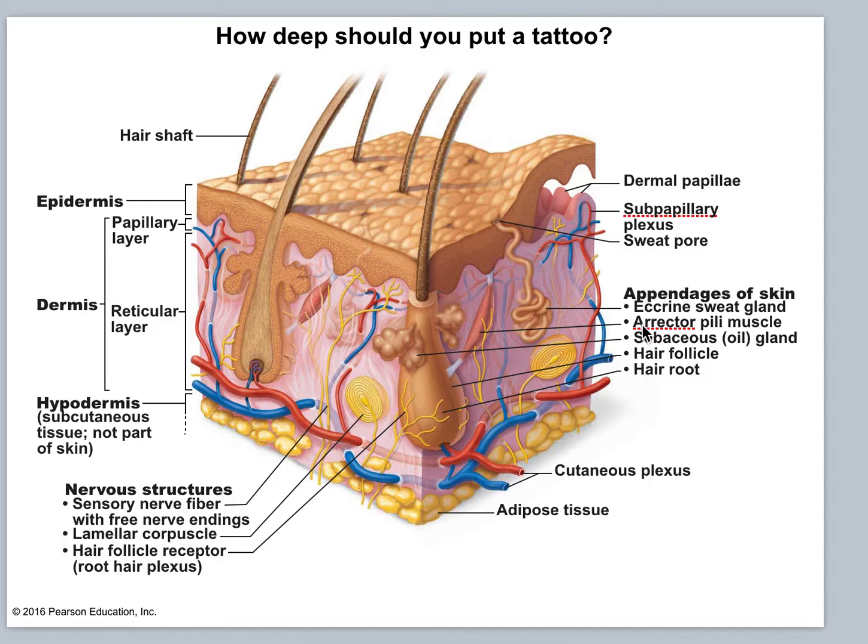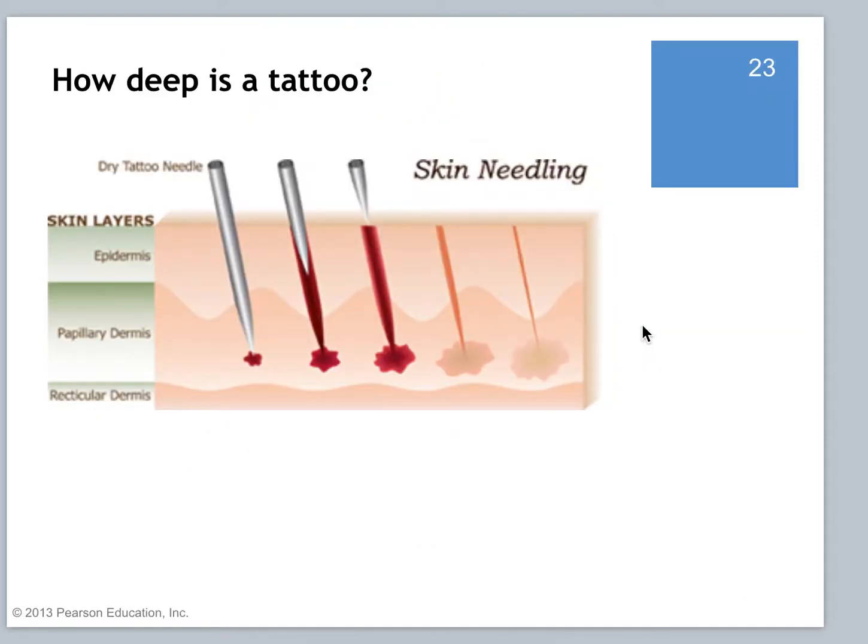Now, just to illustrate that the skin cells are born in the basal layer and they migrate outward, I asked the question, how deep would you need to put the needle to get a tattoo in the skin that stays permanently? If you go too superficial, the ink's going to slough off as the skin sloughs off, and it won't stay permanent. If you go too deep, you won't be able to see the tattoo as well. So this is for a tattoo.